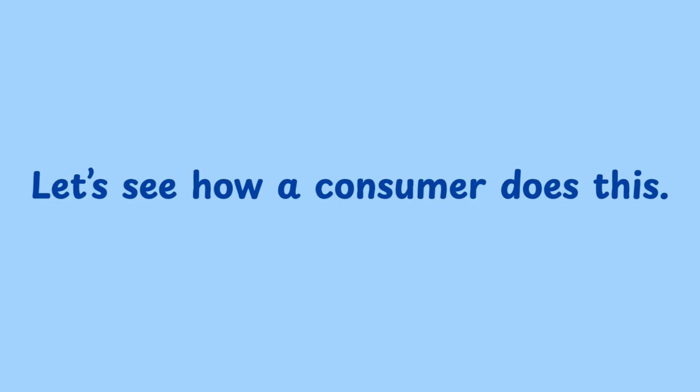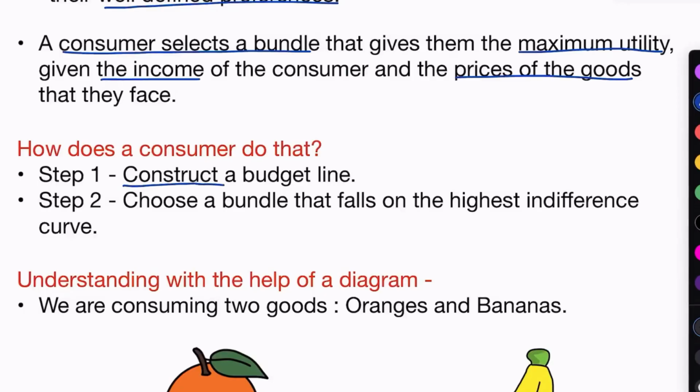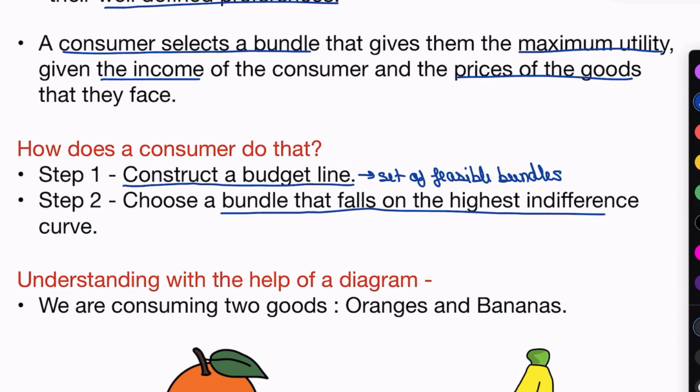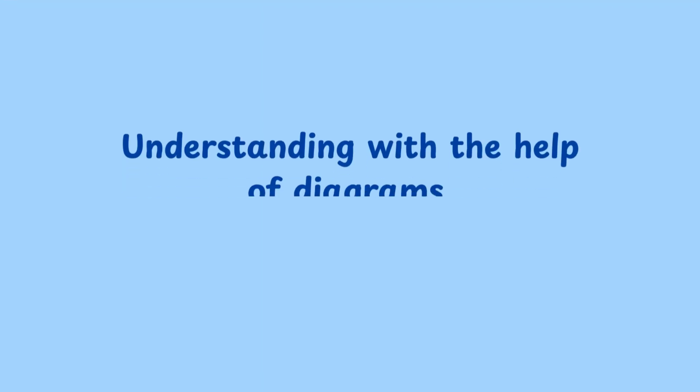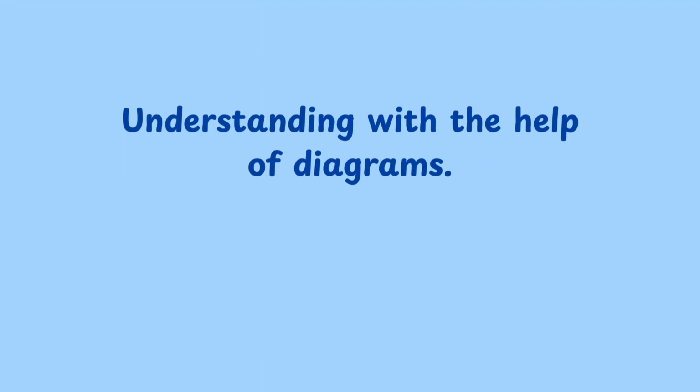Let's see how a consumer does this. First, consumer will construct a budget line that will give them a set of all the feasible bundles. That is, the bundles they can afford. Then, the consumer will choose a bundle that falls on the highest indifference curve. Let's understand this with the help of following diagrams.